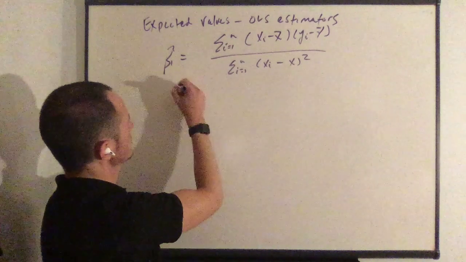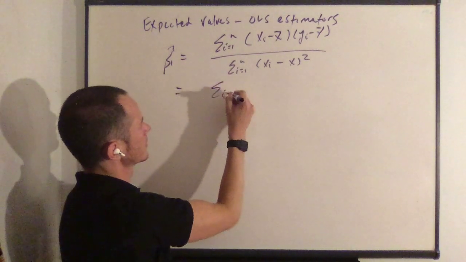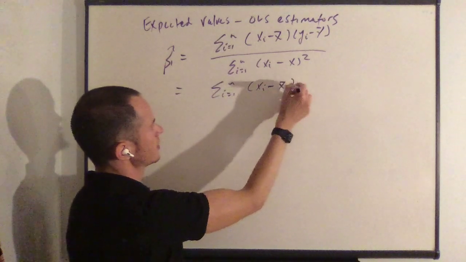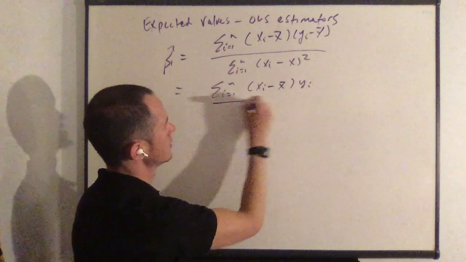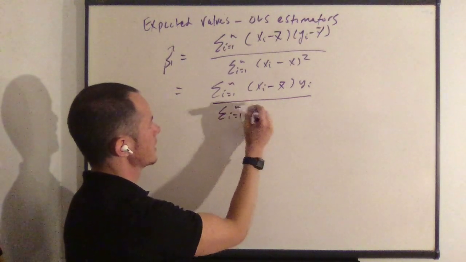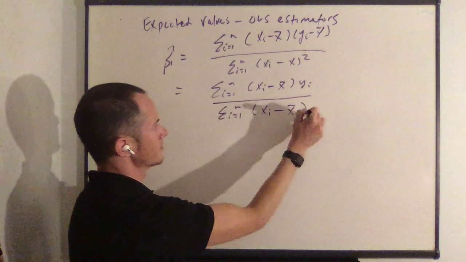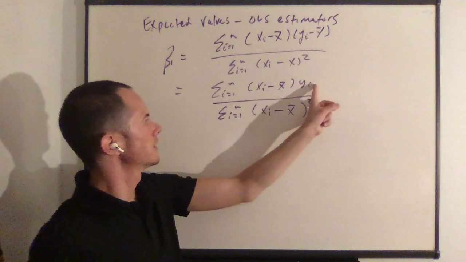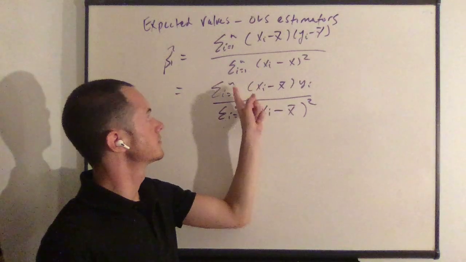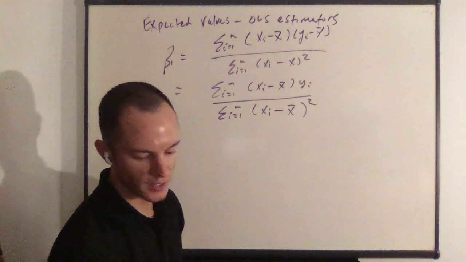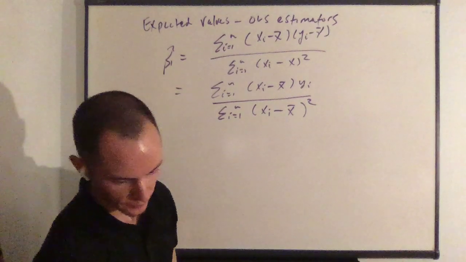And we can rewrite this as the sum from i equals 1 to n of (xi minus x bar) times yi, all over the sum from i equals 1 to n of (xi minus x bar) squared. So this is a simplification that is the result of techniques using the summation notation. Please check it out in the appendix.